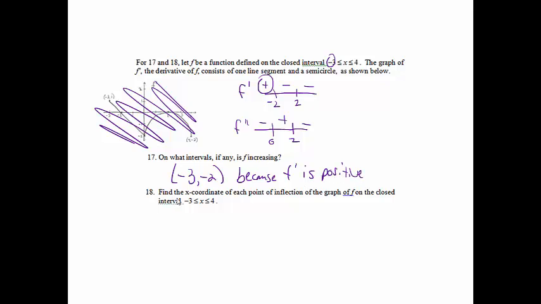Okay, then for part number 18, x coordinates of points of inflection. If f double prime changes signs, then we have points of inflection. So that will be at both x equals 0 and at x equals 2. And that will be because f double prime changes sign.